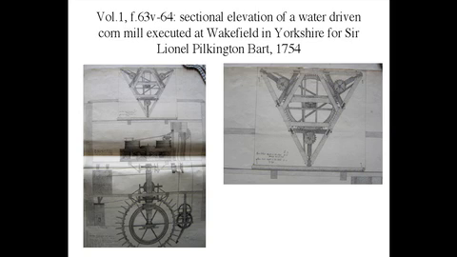The design for the water corn mill executed in 1754 at Wakefield for Sir Lionel Pilkington is typical of his early work, with hatching and washes in different tones to give a sense of texture and depth. But note on the right the additional drawing of the Hurst, in other words, the large wooden frame, of the spur wheel drawn in plan and pinned on a rolled sheet to the sectional elevation.